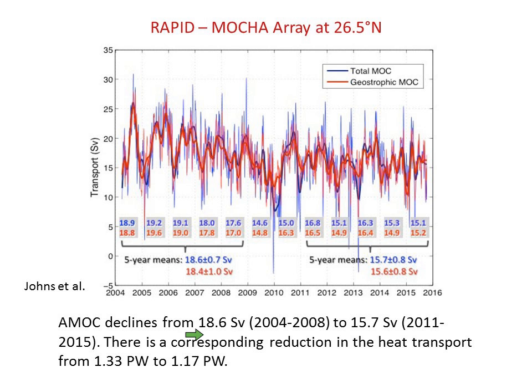Initially, it was on the order of 18.6 sverdrups during the 2004-2008 period, and if you look at the 2011 to 2015 period, it is down to 15.7, and it's rather consistent over the last 5 years. And of course, there's a corresponding reduction in the heat transport from roughly 1.3 petawatts to 1.17 petawatts. So that's not insignificant in terms of reduction in the heat transport. I would like to point out, and I'm going to come back to this, that there is actually a reduction in AMOC strength at the latitude of the RAPID array based on their calculations.